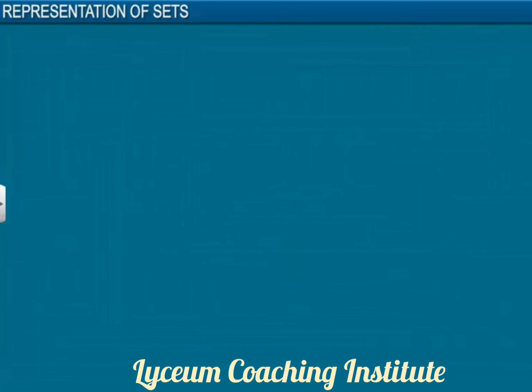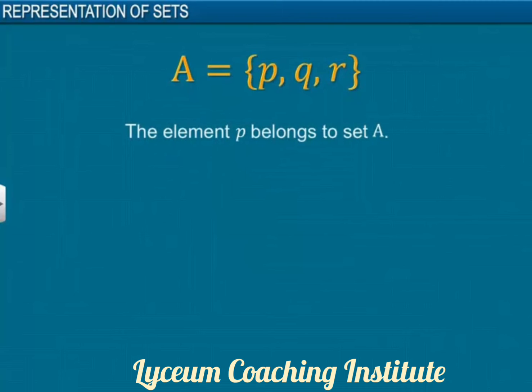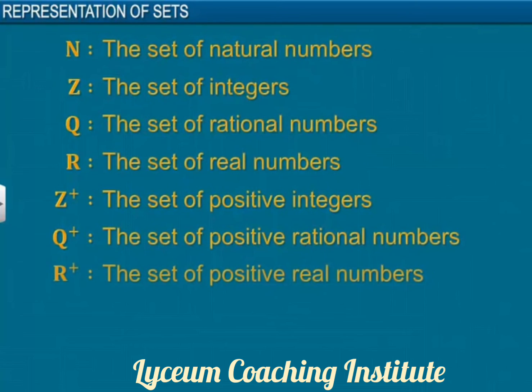Consider the set shown here. The set is denoted with a capital letter A. The elements are denoted with small letters. The element P belongs to set A. We denote this with the following symbol. Any other element, say Z, which does not belong to set A, is denoted as shown. The following are some special sets that are commonly used in mathematics to represent various systems of numbers.